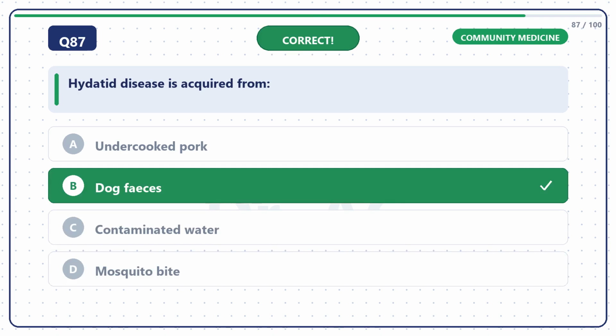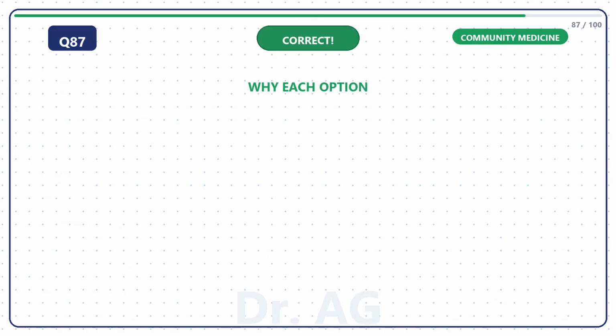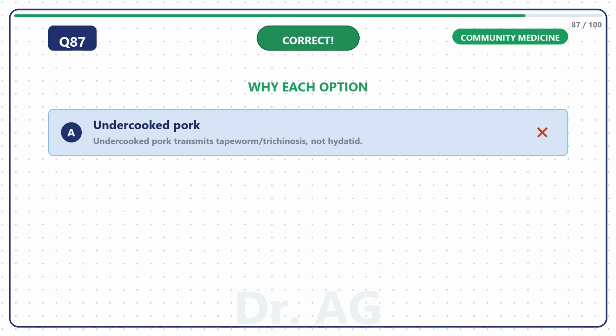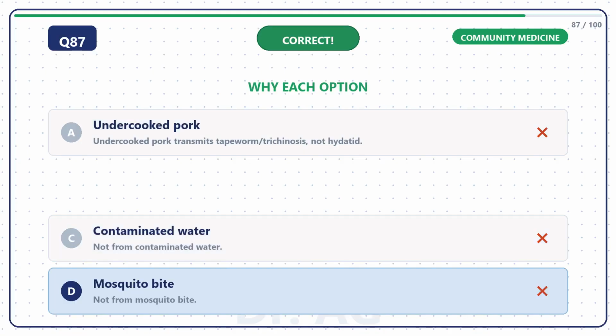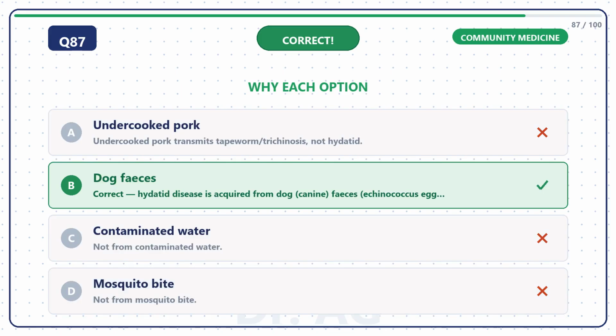The correct answer is option B, dog feces. Let's go through the options. Undercooked pork. Undercooked pork transmits tapeworm and trichinosis, not hydatid. Contaminated water. Not from contaminated water. Mosquito bite. Not from mosquito bite. And the correct answer is dog feces.